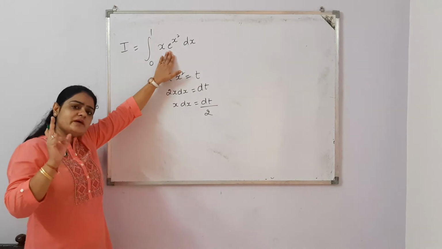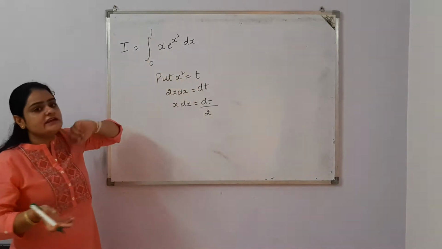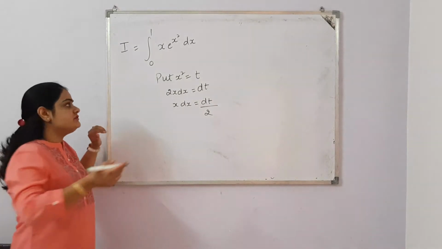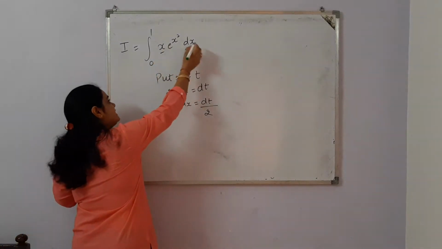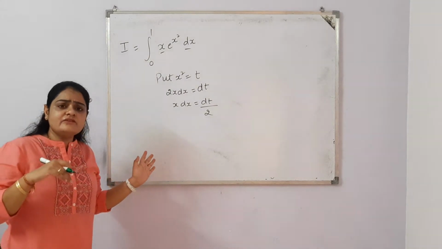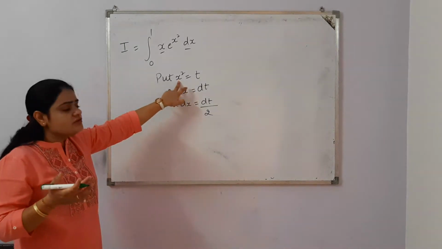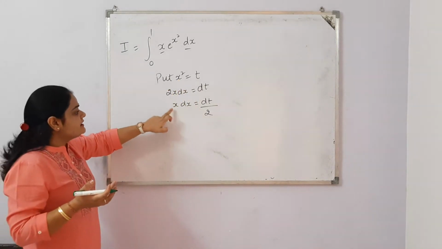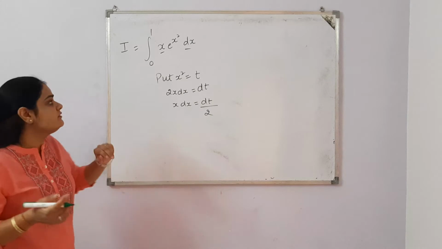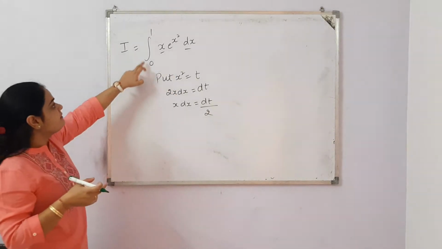We know e raised to power x is a derivative of which function? Of course e raised to power x. There is no other e raised to power x here, so what I am watching is x dx, which is the derivative of the x² function. So if we substitute x² equals t, then we get x dx equals dt by 2. Now again we need to change the limits because these are the limits of x.